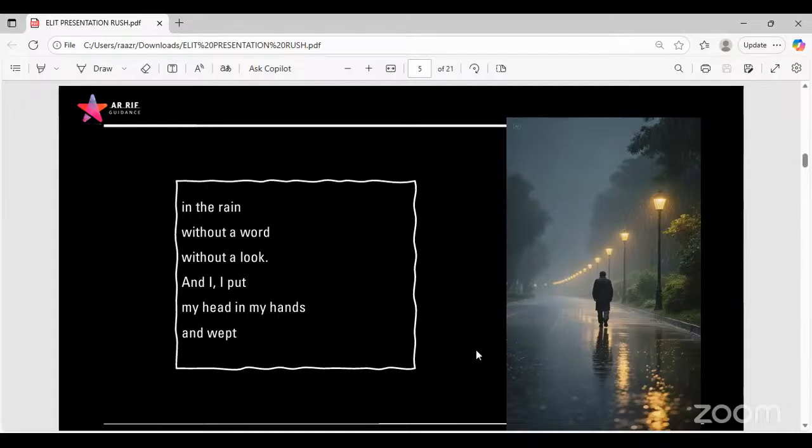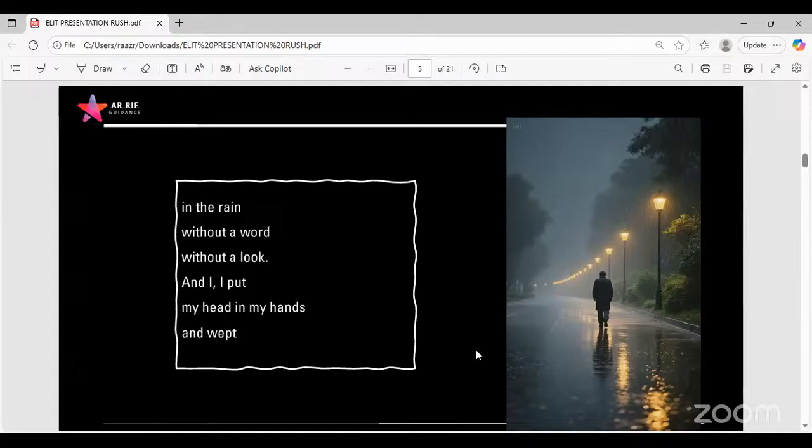Okay, guys, now the fourth stanza you all can see. In the rain, without a word, without a look, and I put my head in my hands and wept. Okay, so this final stanza is the emotional center of the poem. First, the man is shown outside, walking in the rain, without a word, without a look. These two repeated phrases remind us of the silence and lack of eye contact from the earlier stanzas. So even at the final moment, guys, he does not speak or turn back.